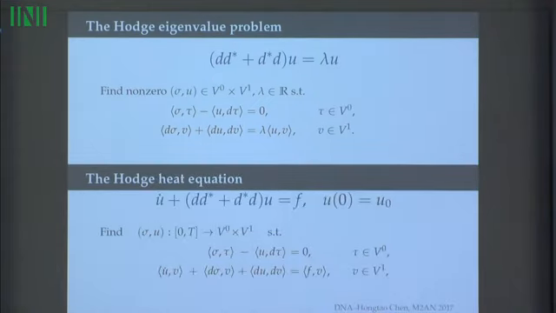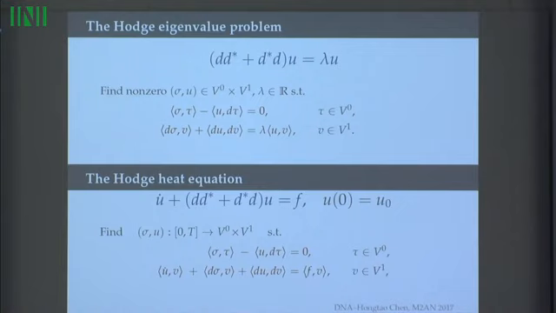Here's another thing you can do. You can solve an evolution equation, what I call the Hodge heat equation, which is U dot plus the Hodge Laplacian of U is equal to F. Again, you don't have to take care of harmonic forms. They take care of themselves. Whatever is present in the initial conditions just hangs around. And all you do is add in the weak formulation that term U dot V.